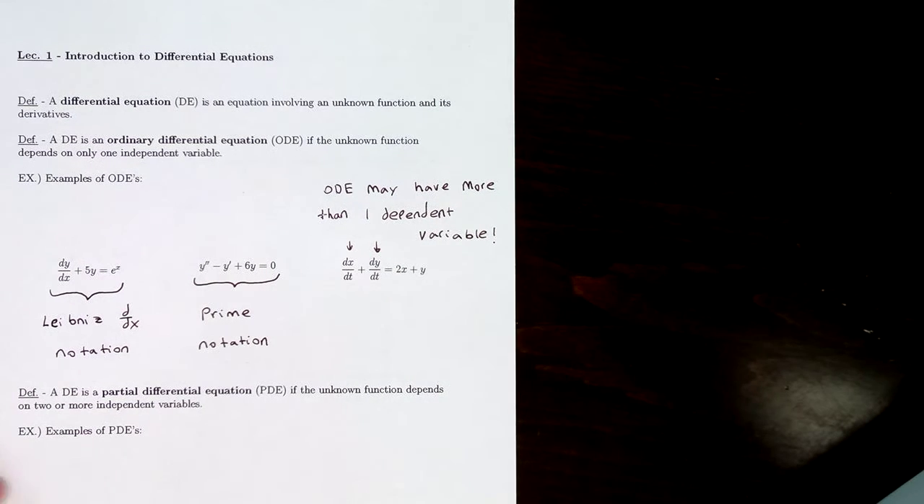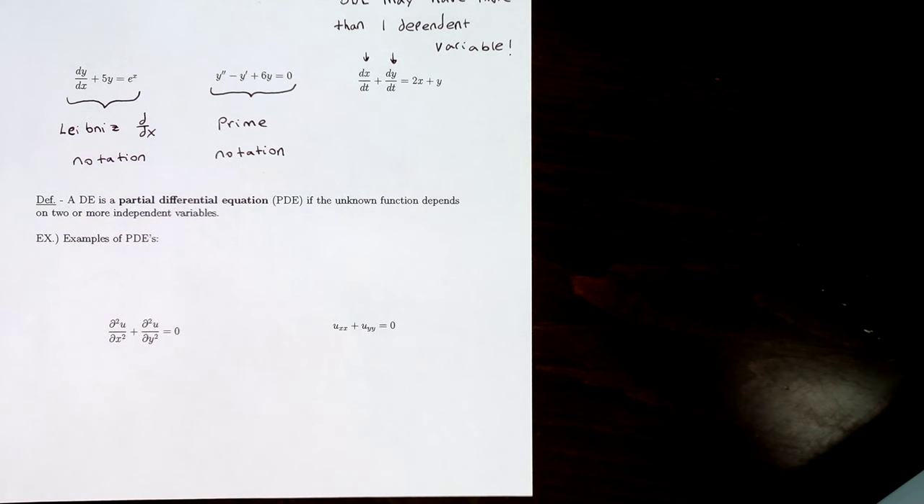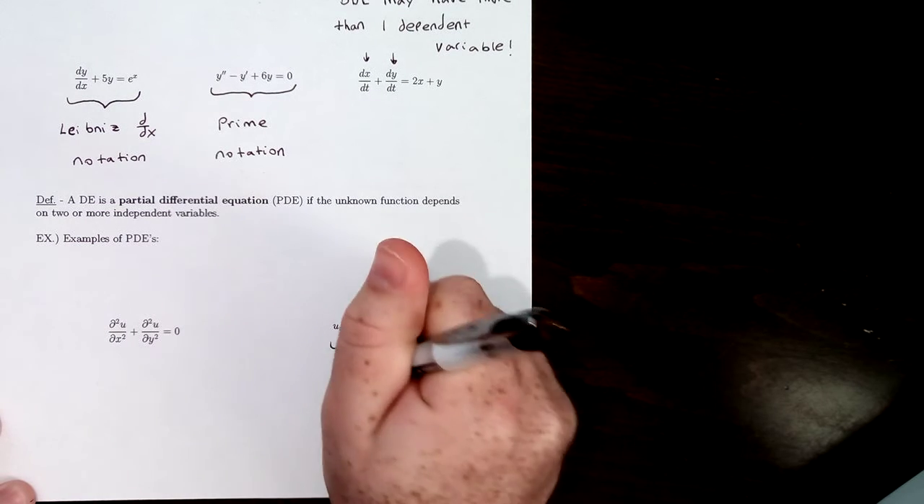Perfect. So those are just some examples of ODEs. You're going to be seeing many more as we dive into this course. And once again, we define partial differential equations, the unknown function having two or more independent variables. While we're not going to be focusing very much on partial differential equations, I did want to give a little example. So these are actually the same equation. This is written in what we call subscript notation.